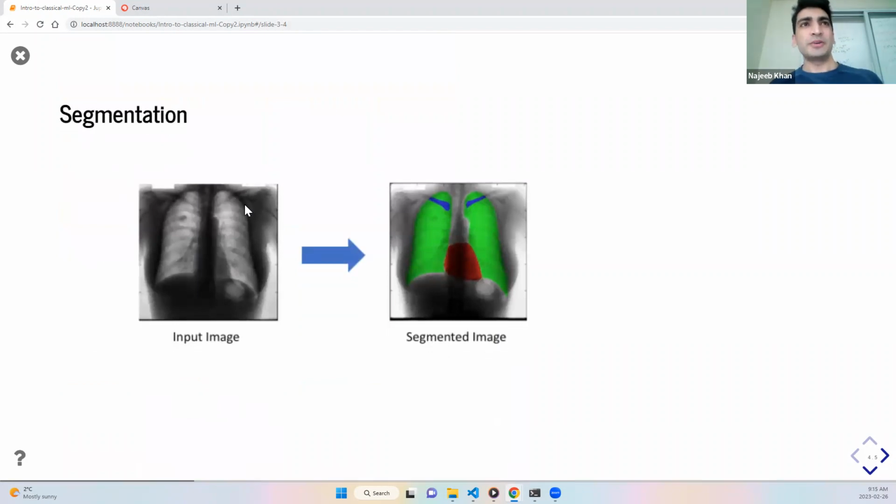Segmentation is another really cool application. If you have an input image, you want to segment different components of that image. You could decompose it as a classification problem where each pixel either belongs to one of the many objects or clusters.